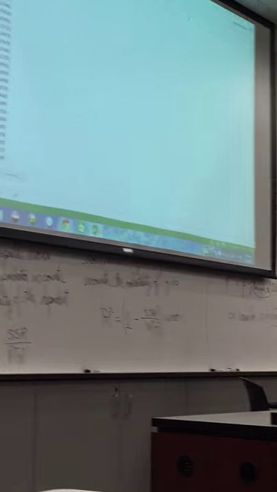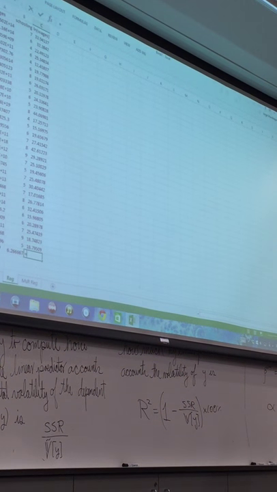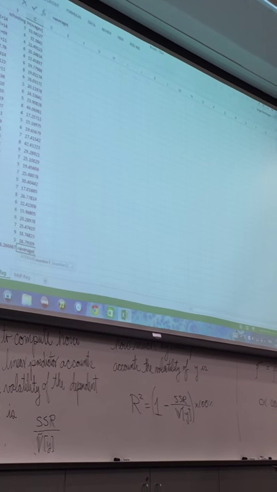X-axis. Then I compute the average of my y-axis.